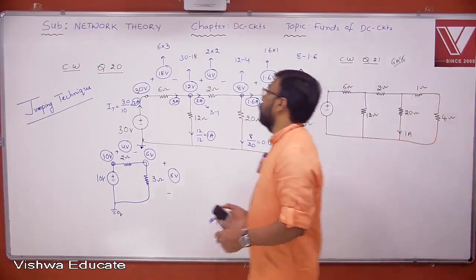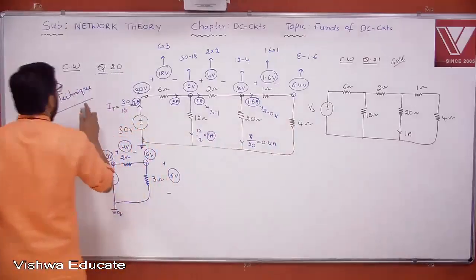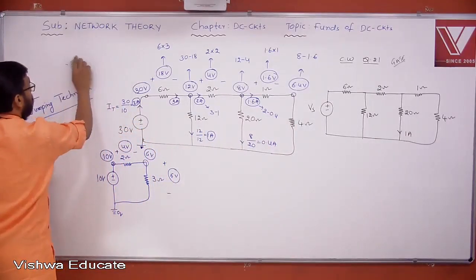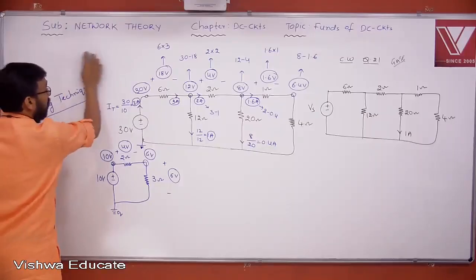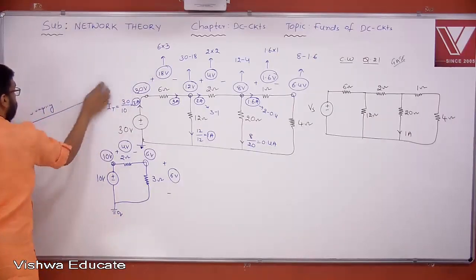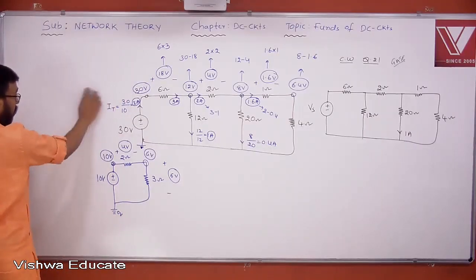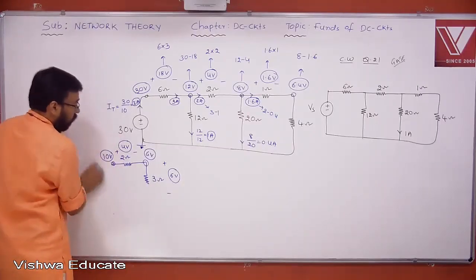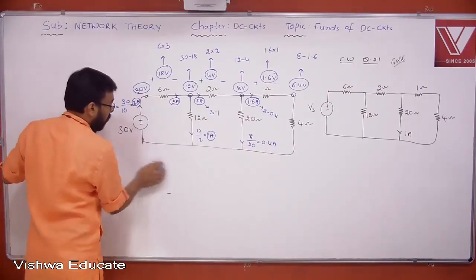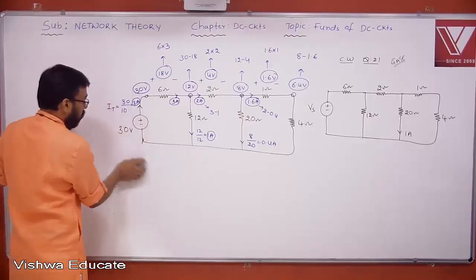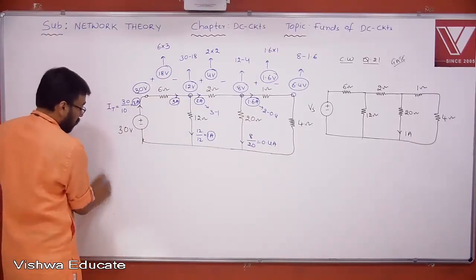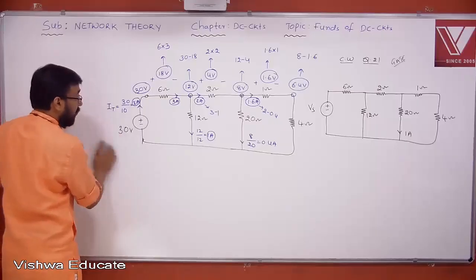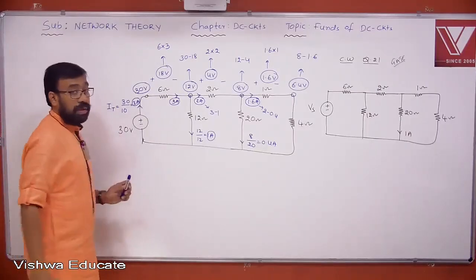Remember, any network of single source can be solved by current division and voltage division methods. No doubt in that. Remember. Any network of single source can be solved by what? Current division, voltage division. And of course, to apply current division, voltage division, the single source network must be like this.